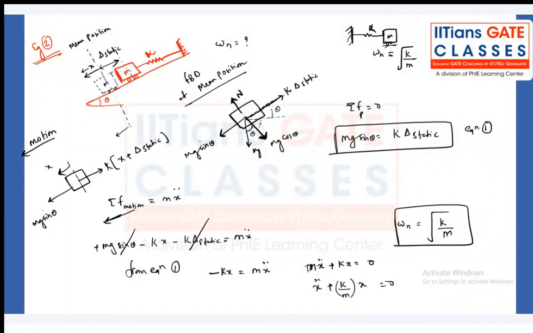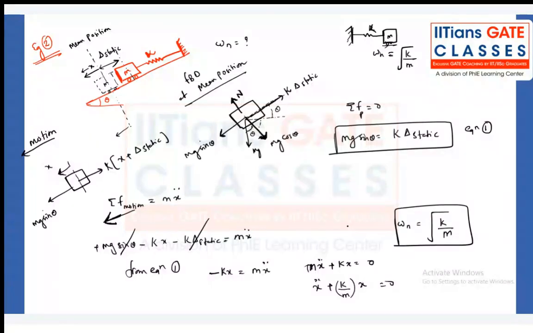Once the motion has started, if you draw the free body diagram, you will get mg sin theta in this direction, and the spring force k times x plus delta static. In which direction have we disturbed it? In this direction. Write down the equation of motion in this direction, using Newton's second law. Mg sin theta, acting in the downward direction, minus kx minus k delta static equals m x double dot. From equation number one, mg sin theta and k delta static cancel out.